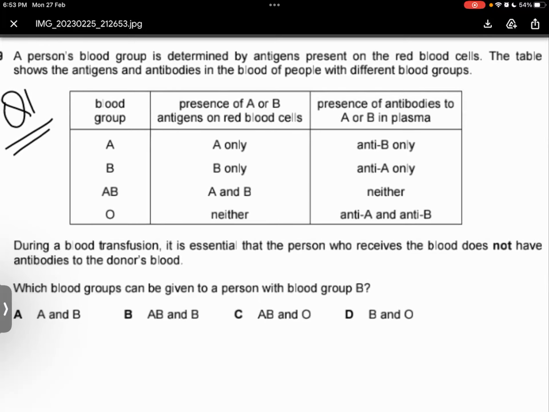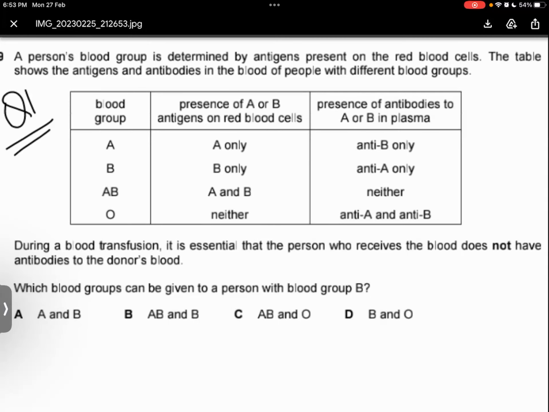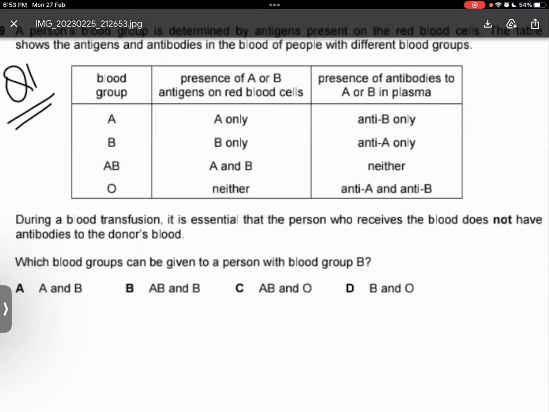Girls, what's the answer? Blood group B को B दे सकते हैं? Miss, is B the answer? B the answer. B में B भी है and A भी है.